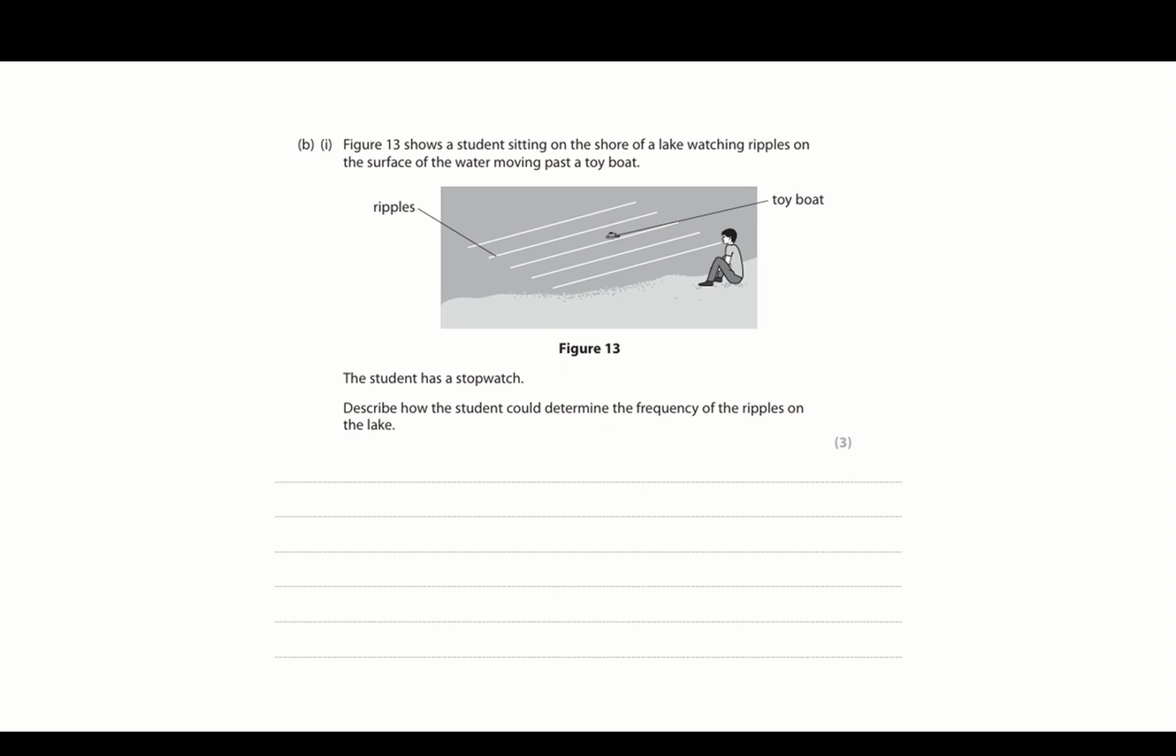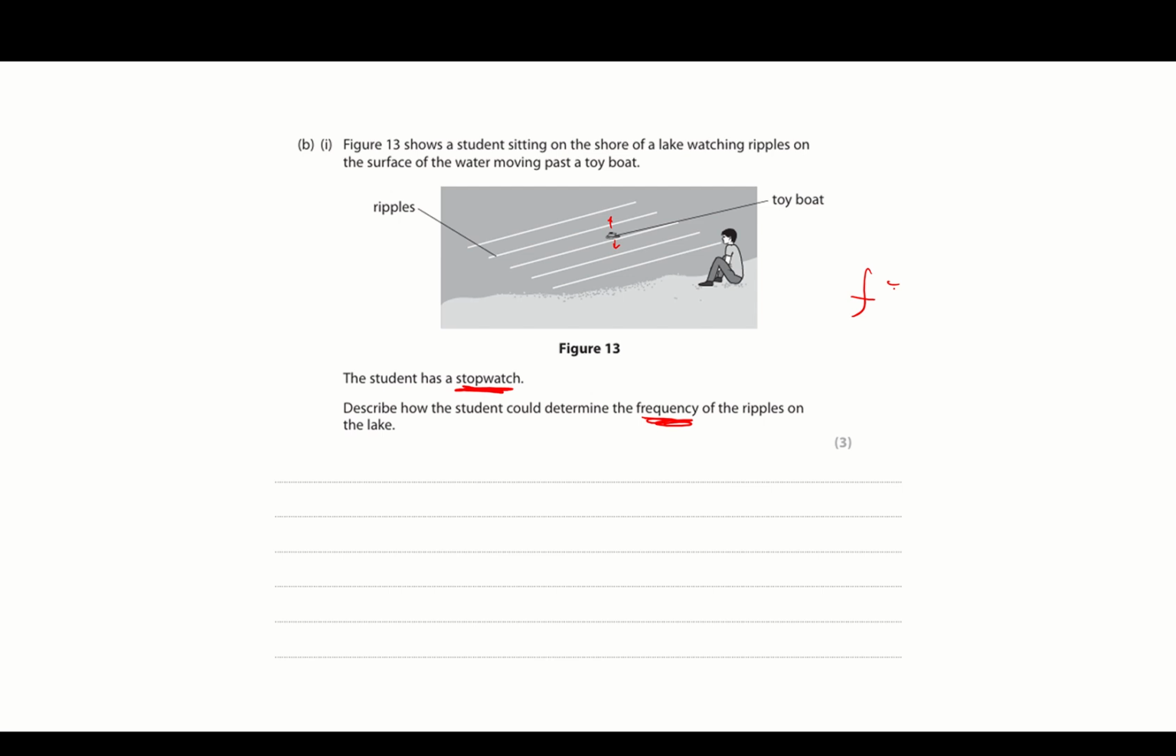Next one, a student sitting on the shore of a lake is watching ripples. These ripples are moving towards the child, and that boat is going to bob up and down as the energy from the wave passes by. The student has a stopwatch. Brilliant. Describe how they could determine the frequency.